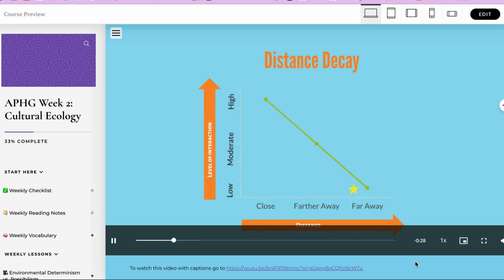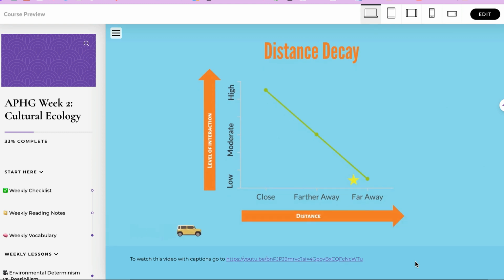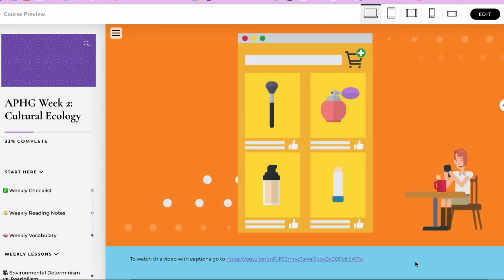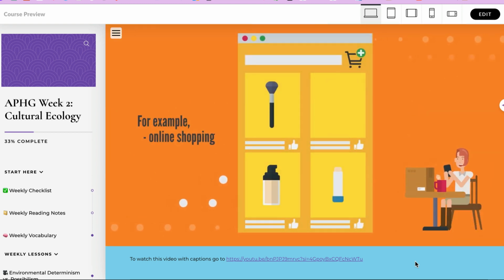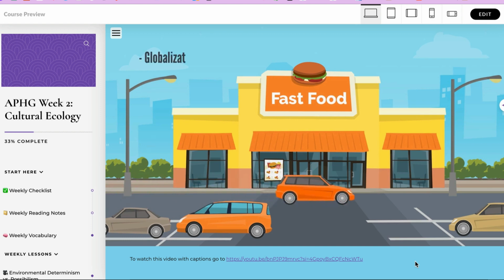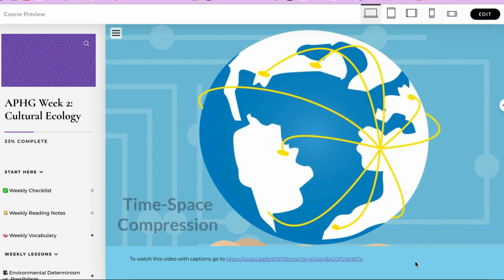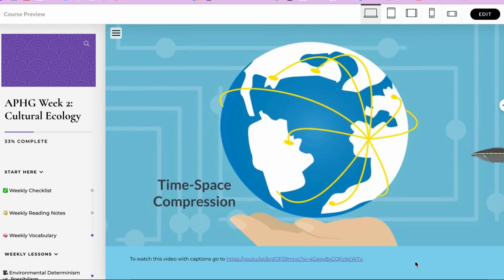Distance decay says that interaction decreases as distance increases, and that less distance creates more interaction. Another way to look at this is that near things tend to be more similar. Some might say that the distance decay model is becoming less applicable as the influence of distance declines due to advancements in widespread wireless technology. This phenomenon is known as time-space compression.